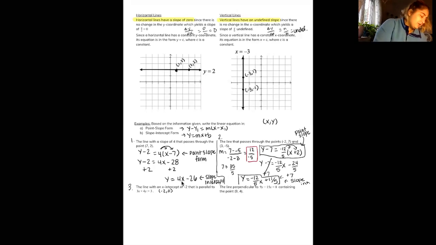The first thing I'm going to do is figure out what the slope of this line is, and I think the easiest way for me to do that is to put it into slope-intercept form. So I have 3x plus 4y equals 3. And I'm going to move everything over. So I end up with 4y equals negative 3x plus 3, divide by 4.